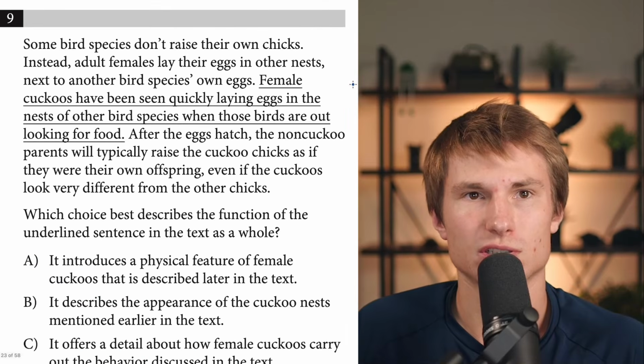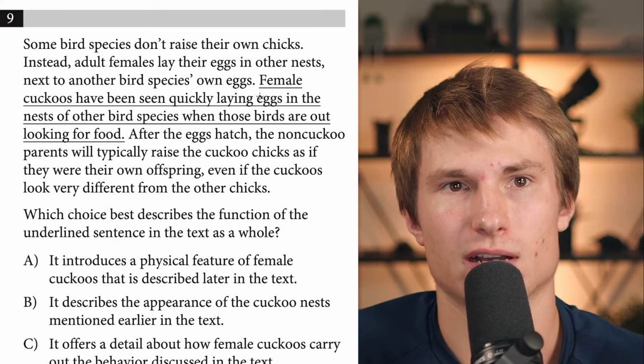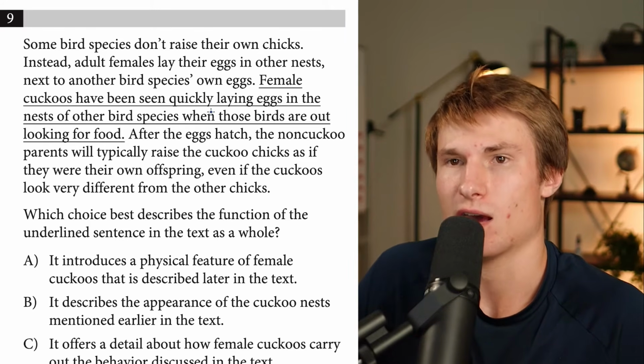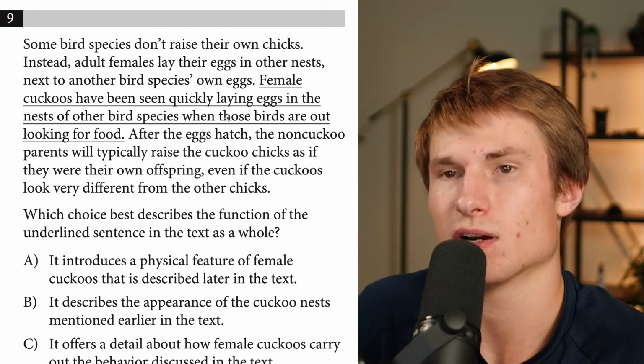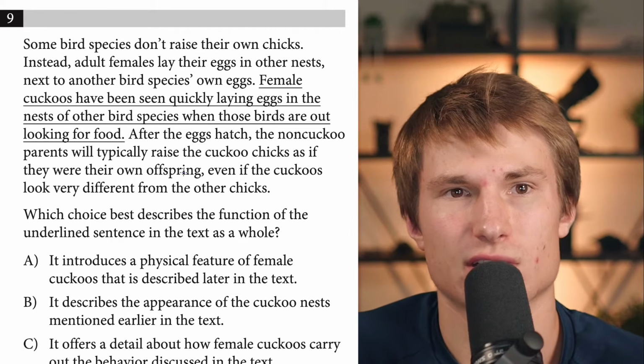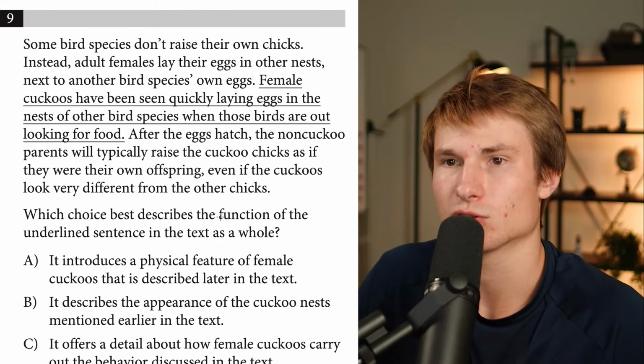Question 9. Some bird species don't raise their own chicks. Instead, adult females lay their eggs in other nests next to another bird's own eggs. Female cuckoos have been seen quickly laying eggs in the nests of other bird species when those birds are out looking for food. After the eggs hatch, the non-cuckoo parents will typically raise the cuckoo chicks as if they were their own offspring, even if the cuckoos look very different from the other chicks. Which choice best describes the function of the underlined sentence in the text as a whole?